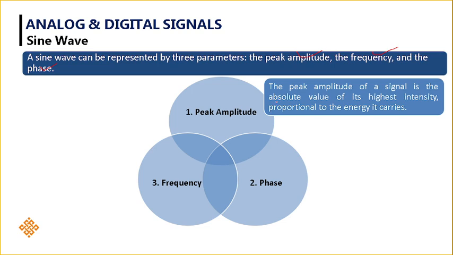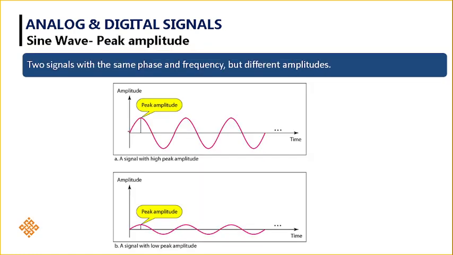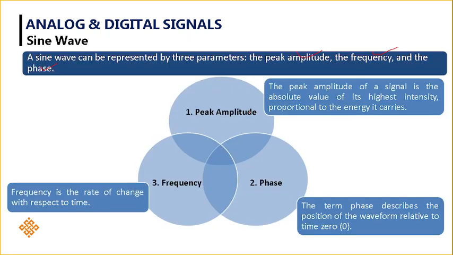So here you can see the definition. The peak amplitude of the signal is nothing but the absolute value of its highest intensity, proportional to the energy it carries. For example, here you can see this one is nothing but the amplitude, the voltage. This is the highest peak of voltage that it is carrying. If I say it is 10 volts, then the sine wave is carrying an amplitude of 10 volts. Okay, that's the meaning of amplitude.